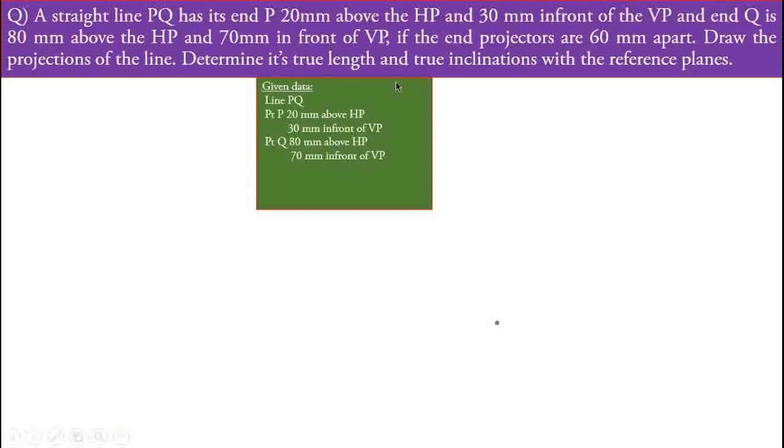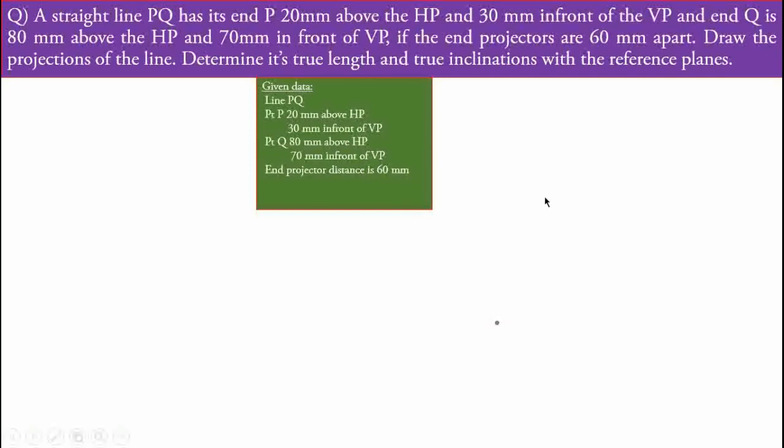After that they have given the 60 mm distance. That 60 mm distance is regarding the end projectors, the projector of P and the projector of Q. These two projectors will be vertical, and the horizontal distance between them is given. That distance is called the end projector distance. So we will write down that the end projector distance is 60 mm.